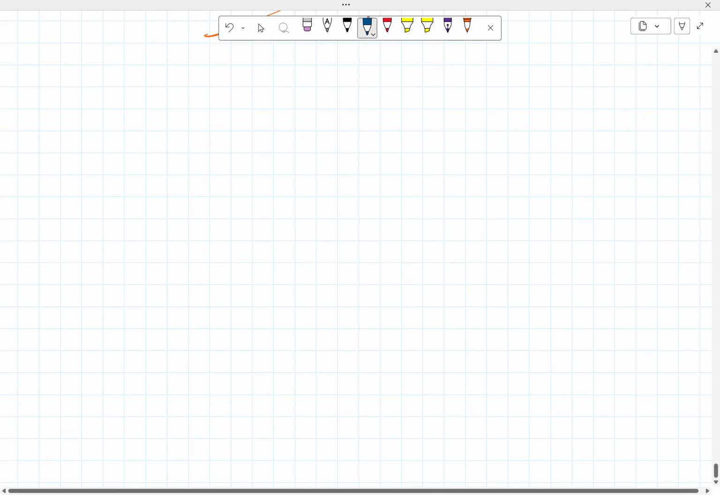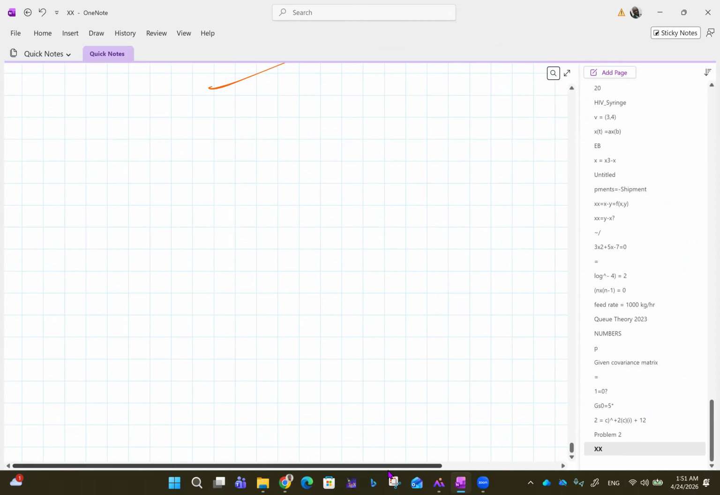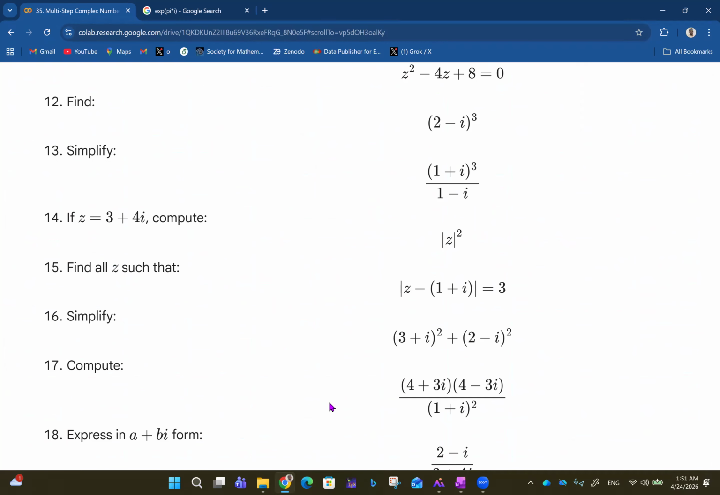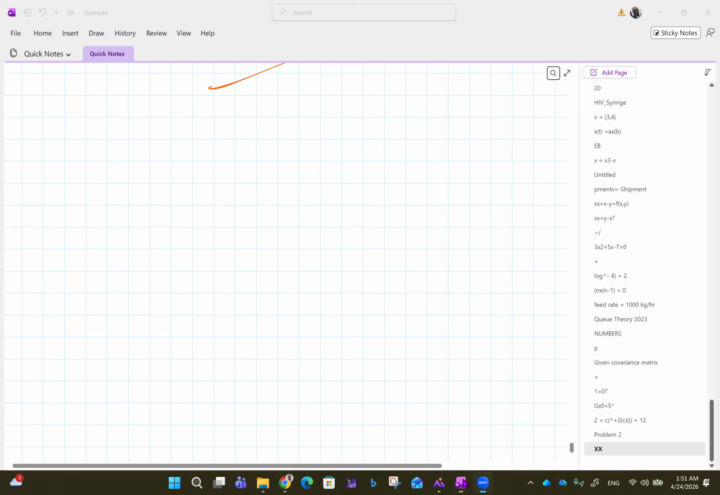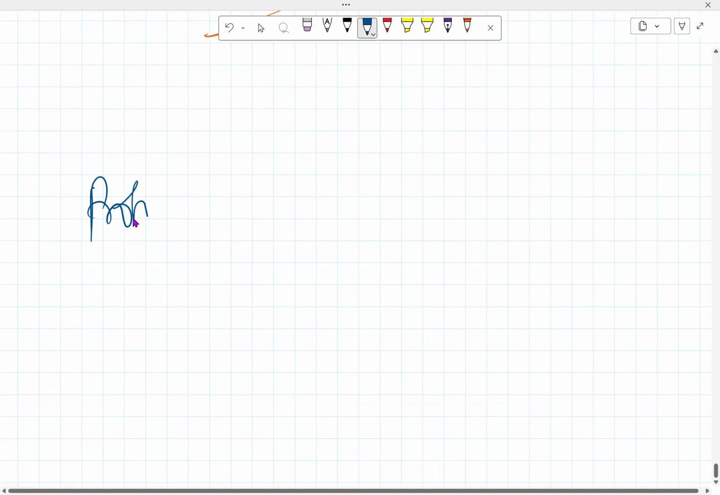So let's go for the other problem I'd like to solve, which is a bit challenging: problem 17. Well, not so serious, but it's okay. So 4 plus 3i, 4 minus 3i over 1 plus i squared. Okay. Problem 17.